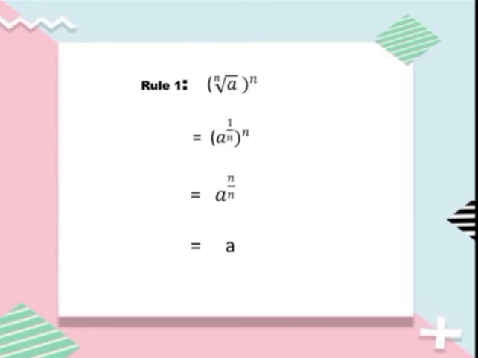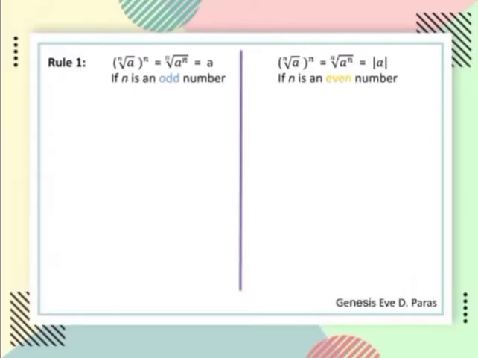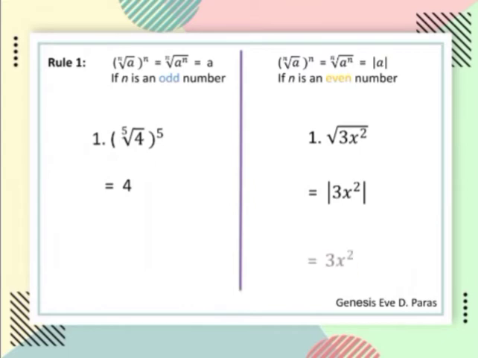To understand better, here is an example. The quantity 5th root of 4 raised to the 5th power. Because the index and power is the same, that's why the final answer is the base, which is 6. The square root of 3x squared. Get the absolute value, that's why the answer is simply 3x squared.